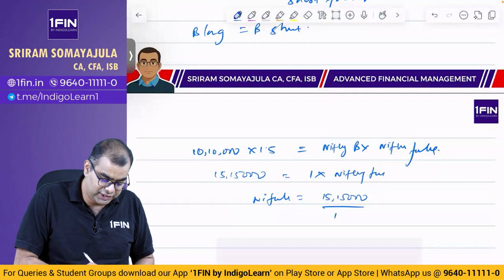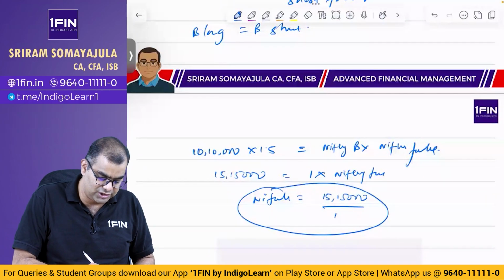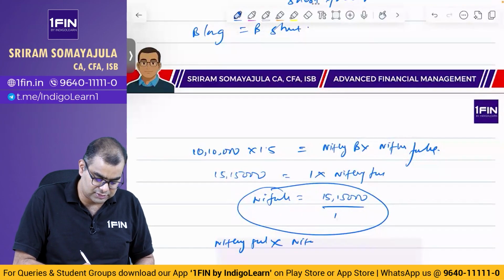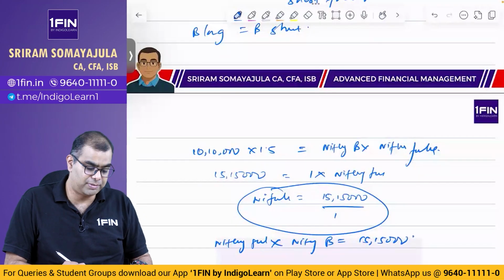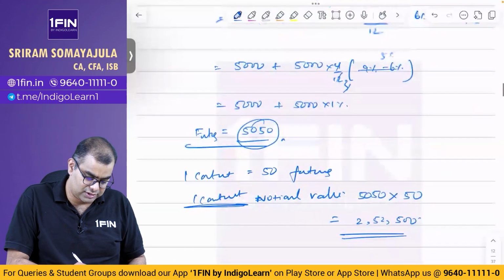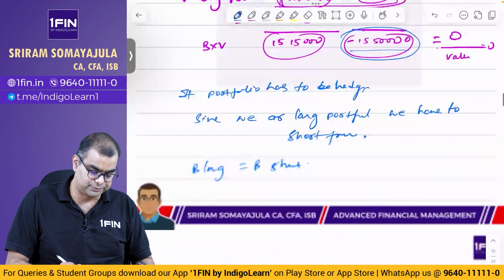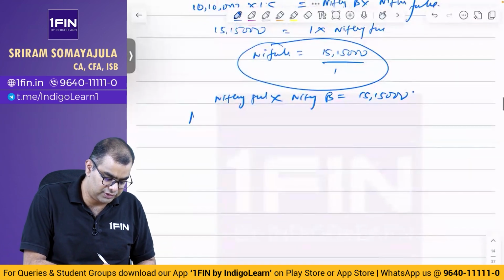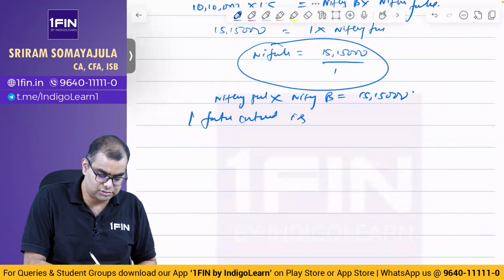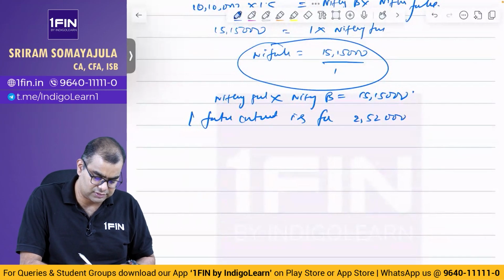So Nifty futures, you need value. Nifty futures into Nifty beta is equal to 15,15,000. What is the value of one Nifty future contract? We just now computed above. One futures contract is for 2,52,500.